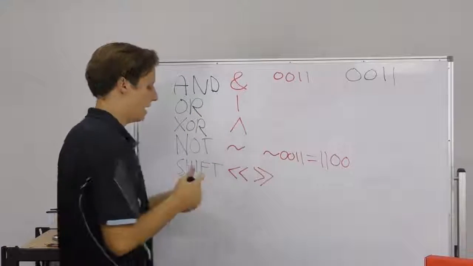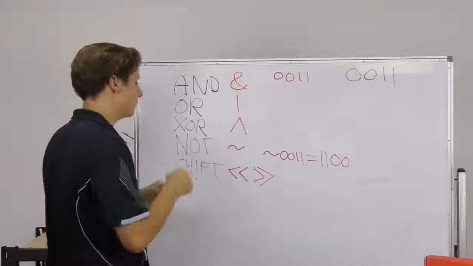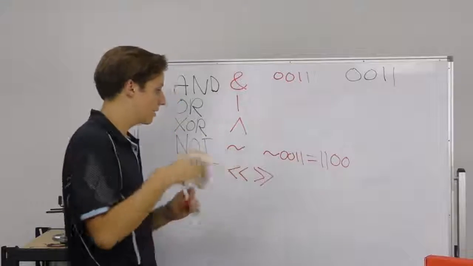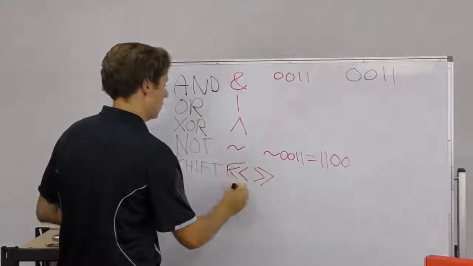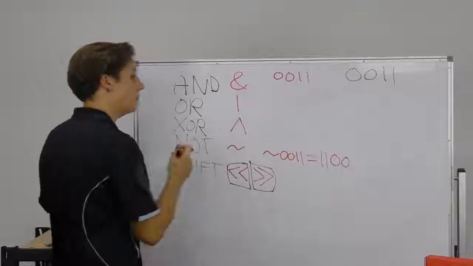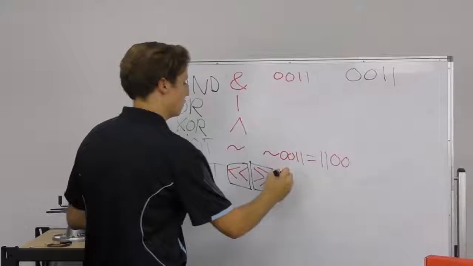Now, shift involves shifting all of the bits a certain number of places. So with shift, we have right shift and left shift, and these use the standard arrow or greater than or less than symbols, but two of them. So that is shift left, and that one there is shift right. They go in the direction that the arrows are pointing. So let's take our number here. We'll take 0, 0, 1, 1.